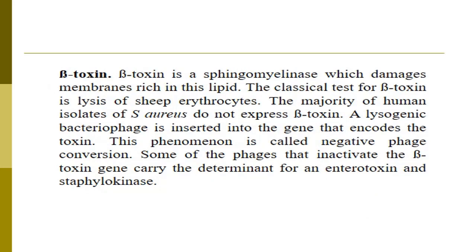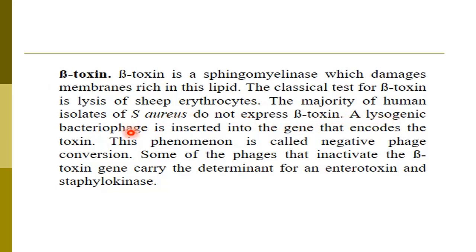The other type is the beta toxin. What does beta toxin mean? Beta toxin is a sphingomyelinase which damages membranes rich in this lipid, sphingomyelin. The classical test for beta toxin is the lysis of sheep erythrocytes. Thus, the majority of human isolates of Staph aureus do not express beta toxin.